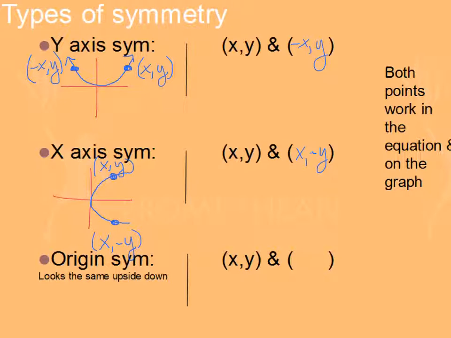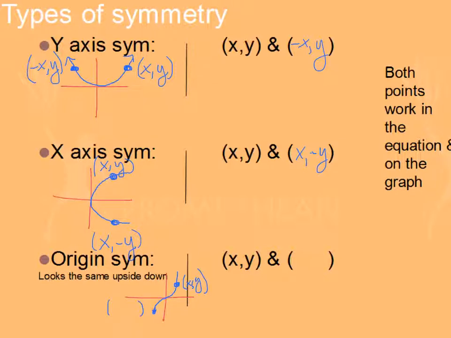Okay, last type is origin symmetry. And origin symmetry is a graph that looks the same if you look at it upside down. A nice classic example would be a cubic. Okay, if I call this my xy, what do you think that point down there would be, its matching point?